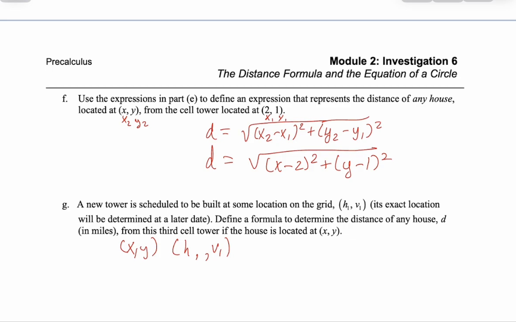Again, it is customary, just like before, let's leave our X and Y to be in the positive location, so our ending location. So let's make this the X2, Y2, and this the X1, Y1.